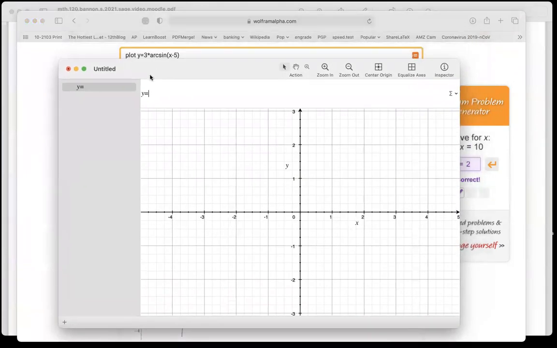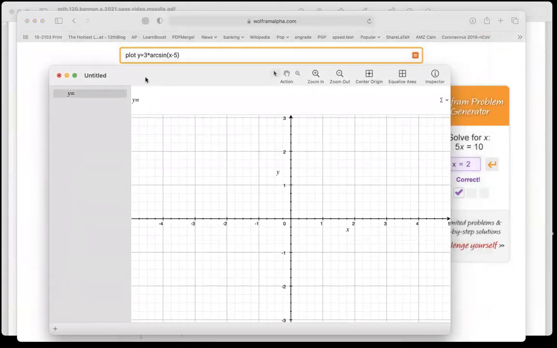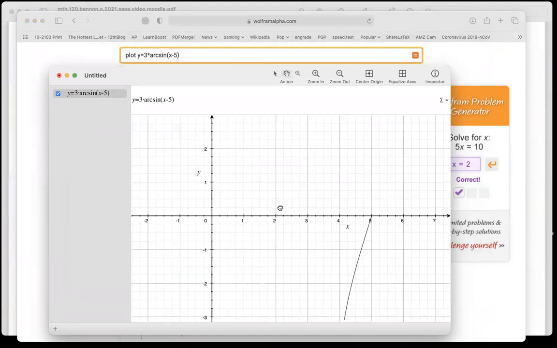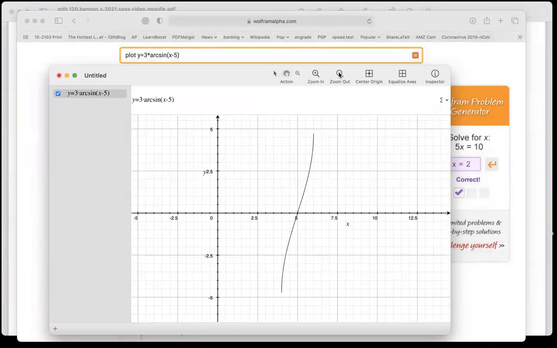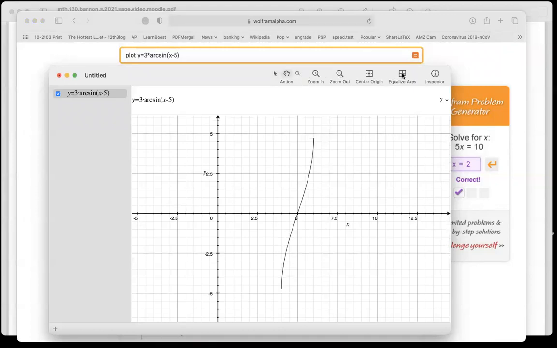And I can use Grapher to do this, okay? So we're going to plot out y equals 3 star arc sine x minus 5. All right, I see it. I don't see the whole thing now. So what I'm going to do is pull it over. I'm going to zoom out. You see what I'm doing? You know, I'm kind of looking at it and equalize axes. And I got a picture of it.